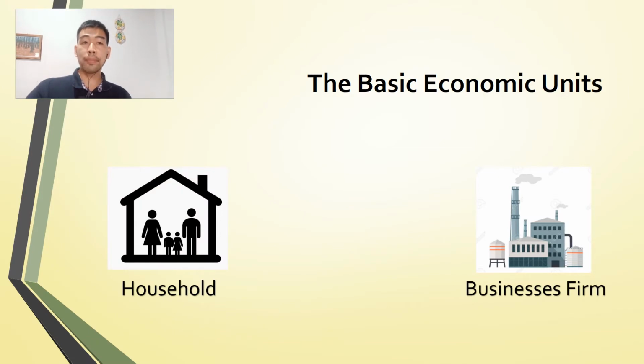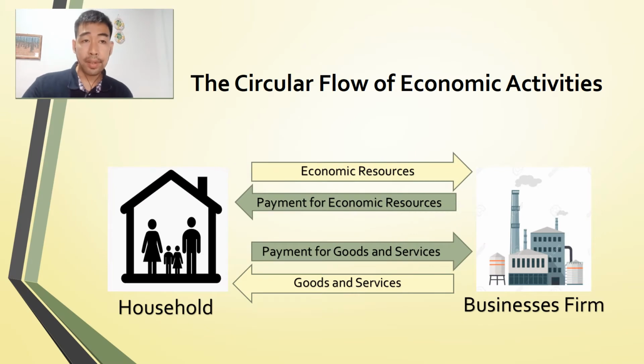First, we need to know the basic economic units. These are the household, which is the primary consuming unit, and the business firm, which is the primary producing unit. These two basic units need each other. As shown in the diagram, the household needs to purchase goods and services from the business firm. On the other hand, the business firm needs to acquire economic resources from the household.